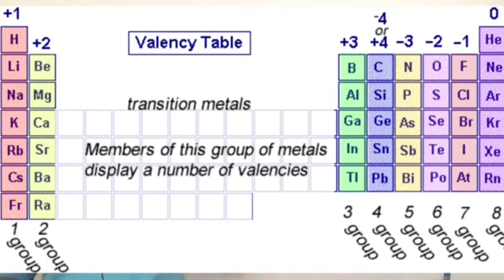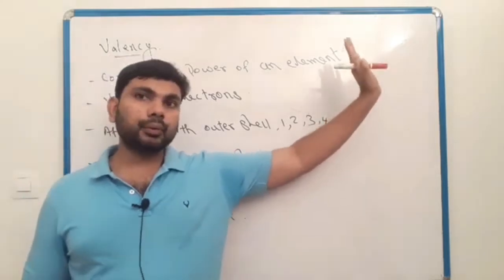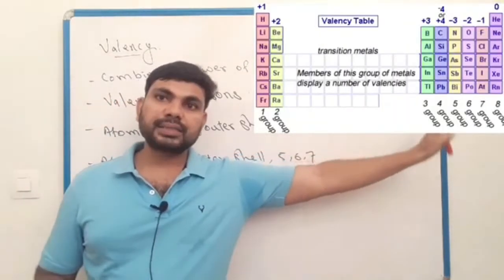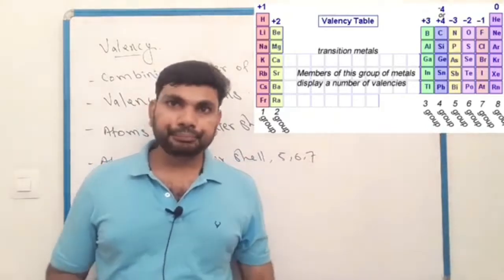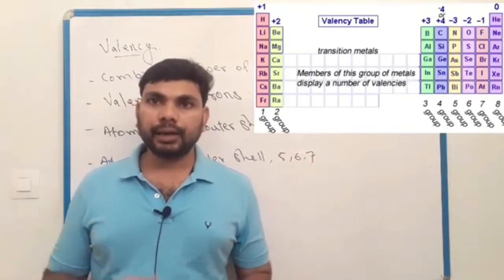You can see there is group and period. We discussed the periodic table: a vertical column in the periodic table is called a group. There is first group, second group, third group, fourth group, till group 8. Group 1, 2, 3, 4, 5, 6, 7, 8. Clear? So based on this group, we can predict their valency.